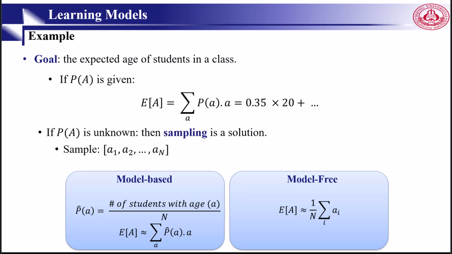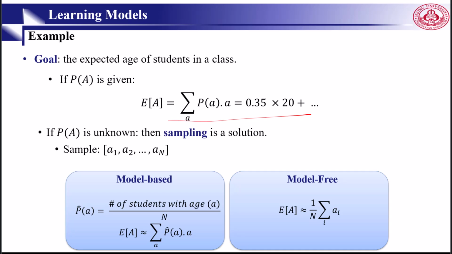Let's see another example here. Suppose we want to find the expected age of students in a given class. There are two possible ways. Either we know the probability of each outcome or we don't know. If we know, it is simple. Just multiply the probability of each one and then sum them together, right? Very easy. Otherwise, if we don't know the probability, then we need to do some sampling.